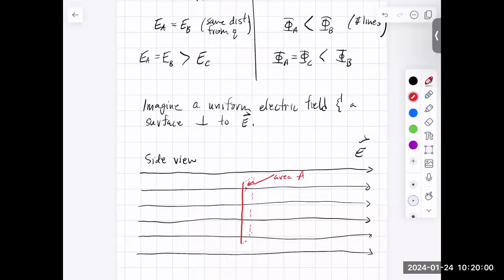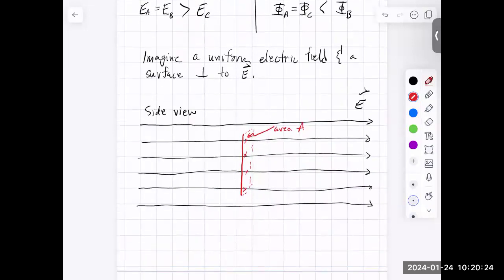And then we have these lines puncturing through our surface. Okay, so this is the easiest possible situation for a flux type calculation. We have a constant electric field. It's exactly perpendicular to a flat area. So in this case, the way you calculate the flux is just exactly the electric field strength times the area. Nothing more complicated than that.